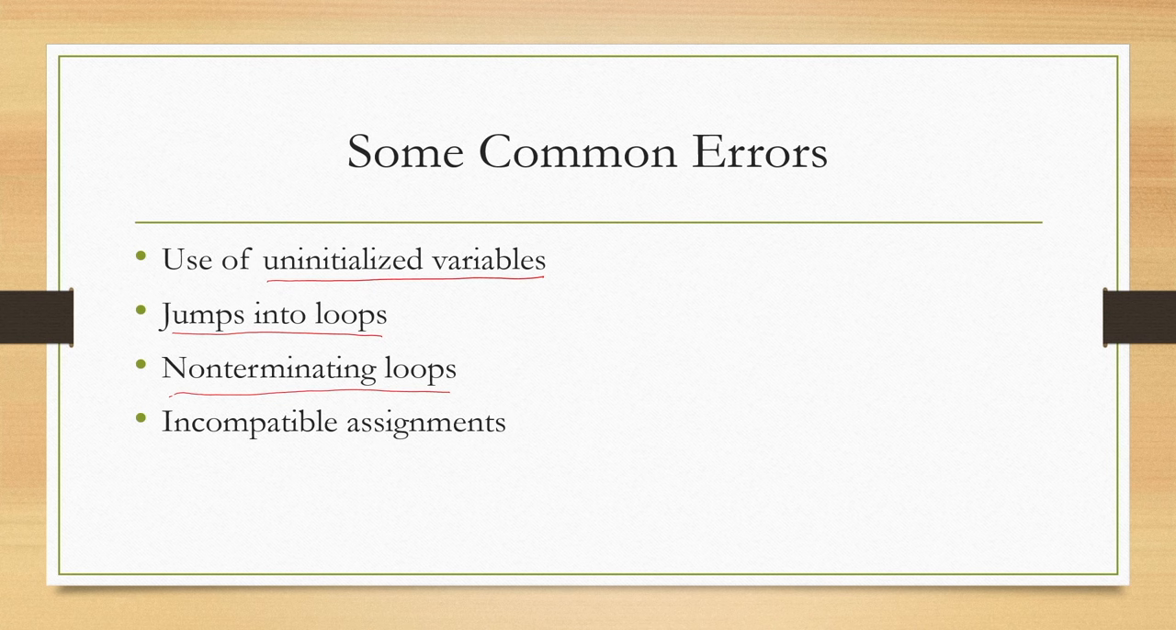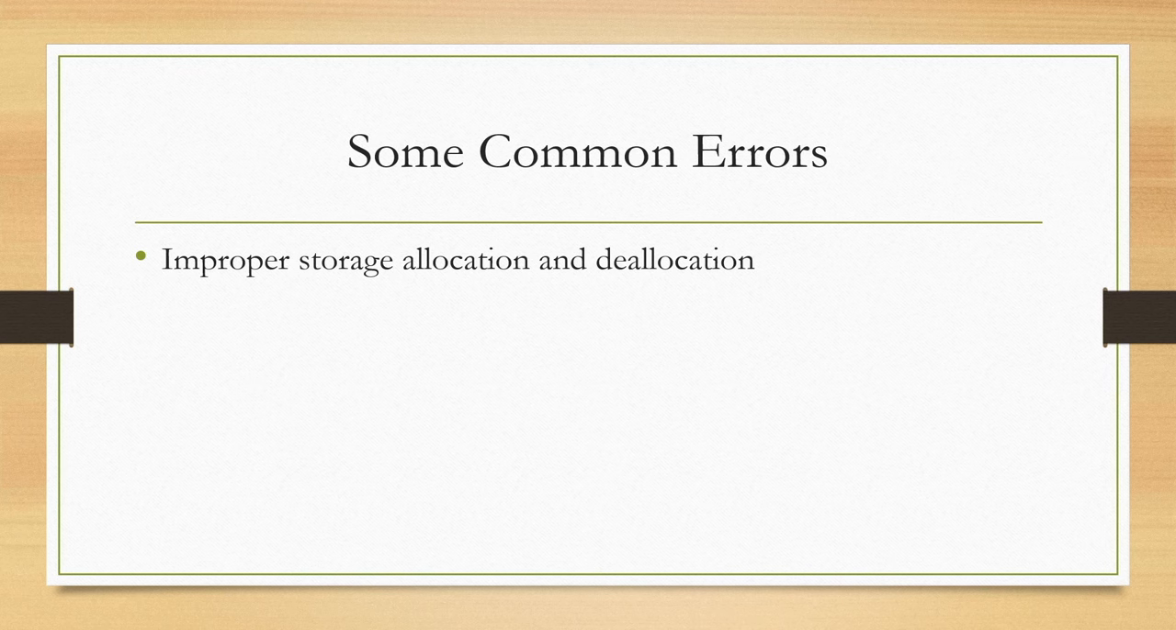Then incompatible assignments. So, we assign something to something where their types mismatch. That is again quite common, many of us faced it while we are writing our programs. This is not necessarily due to our ignorance, rather many a times we commit this error due to oversight. So keeping it in the checklist helps.